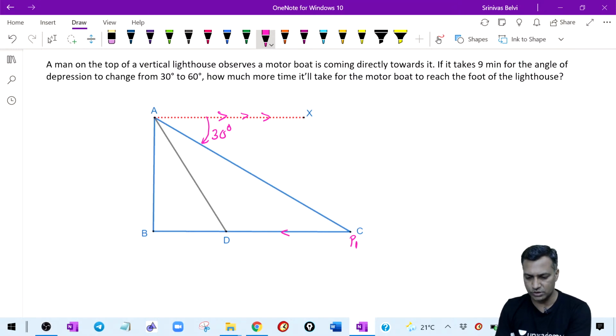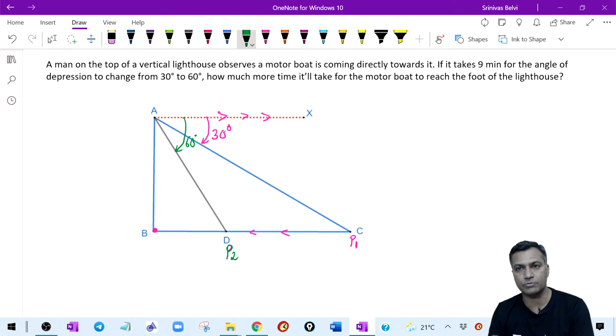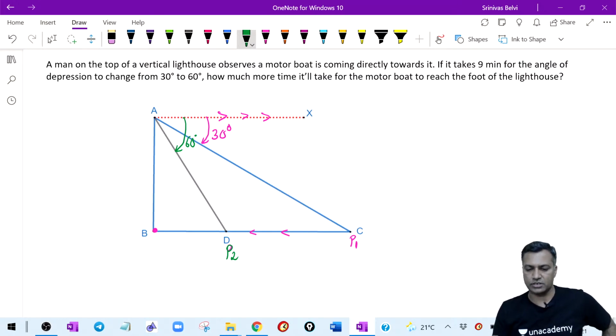The boat is coming towards this particular point, the foot of that tower. So this is the second position. When he goes to the second position, the angle of depression is 60 degrees. Comfortable? Could you visualize the diagram? Shrikar, got it? Yeah.